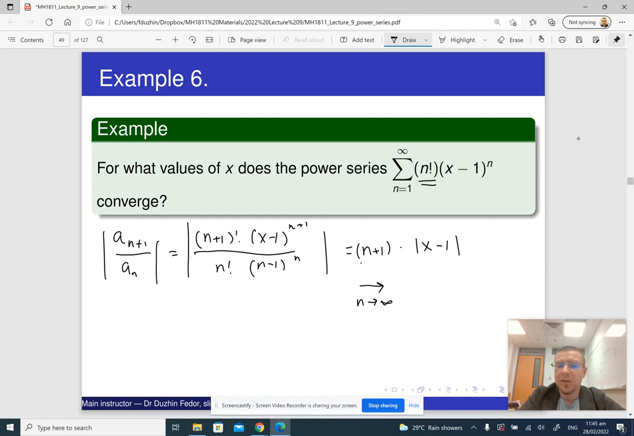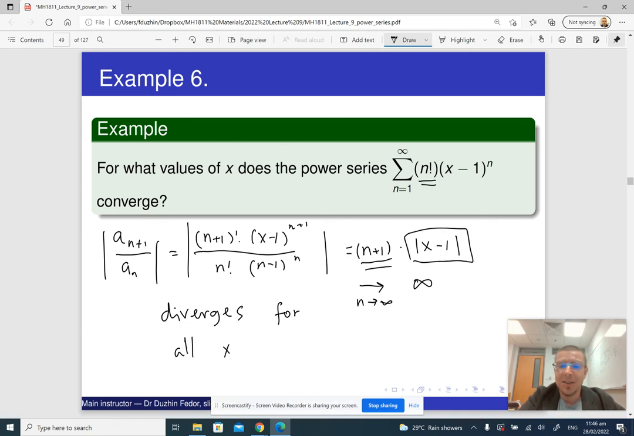Notice that as n goes to infinity, we have this coefficient n plus 1 here, which just grows indefinitely. So the answer is infinity. And if the answer is infinity, it means that the power series diverges. Well, essentially, it diverges for all x, but there is an exception.